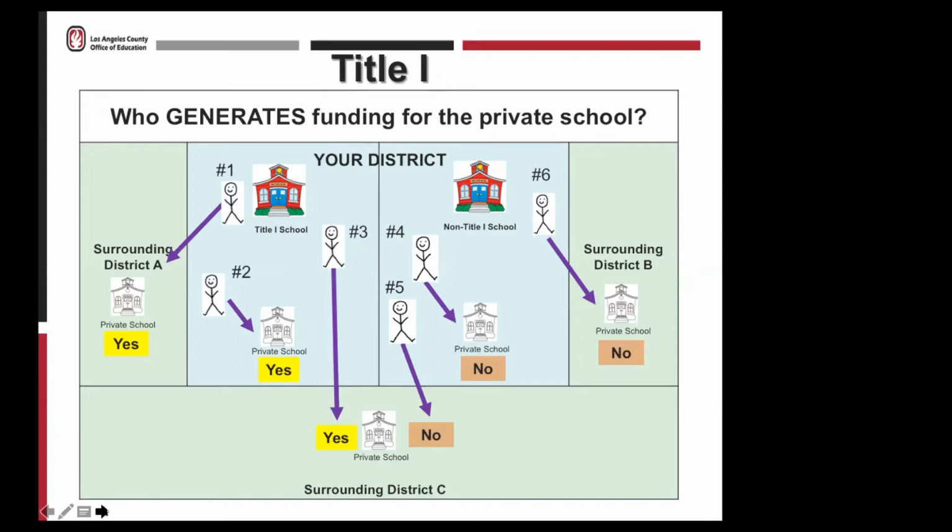Now let's look at the low-income students, numbers 4, 5, and 6. They all happen to live in a non-Title I school attendance area. All 3 of these low-income students will not generate any funding for the private school because they live in the attendance area of a non-Title I school. Additionally, you can see that the surrounding district school down at the bottom will have some low-income students that generate funding and other low-income students that do not.